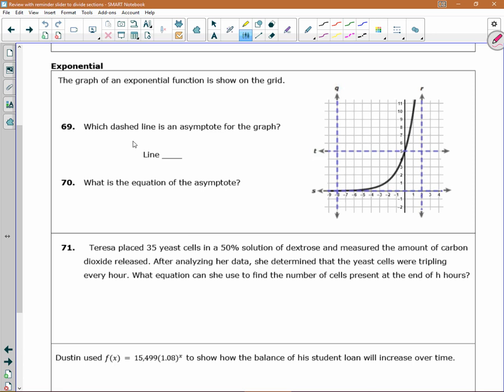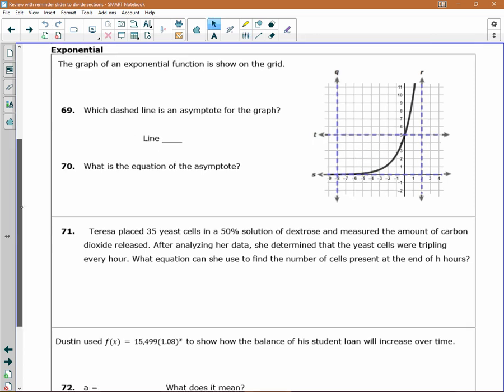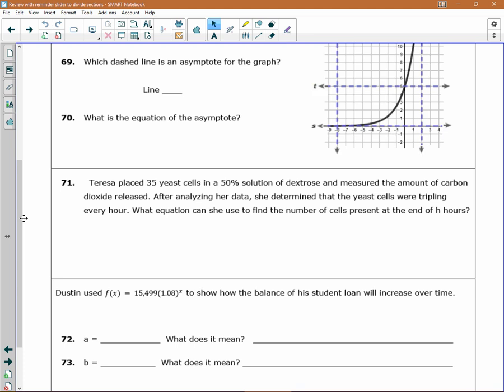No, 71. My bad. Okay, so if I look at 71, Teresa placed 35 yeast cells in a 50% solution of dextrose and measured the amount of carbon dioxide released. After analyzing her data, she determined that the yeast cells were tripling every hour. What equation can be used to find the number of cells present at the end of each hour?